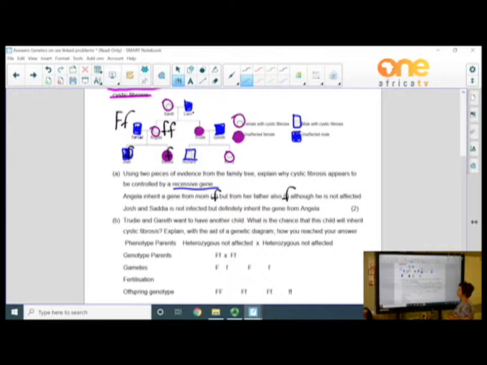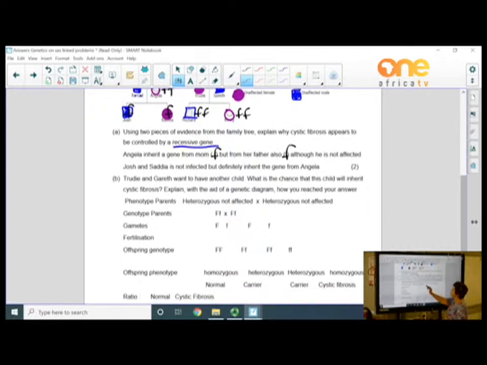Trudy and Gareth are unaffected, but they already have 2 children that are affected. So, if we look at the phenotype of Trudy and Gareth, they are heterozygous, not affected, and crossing with heterozygous, not affected.